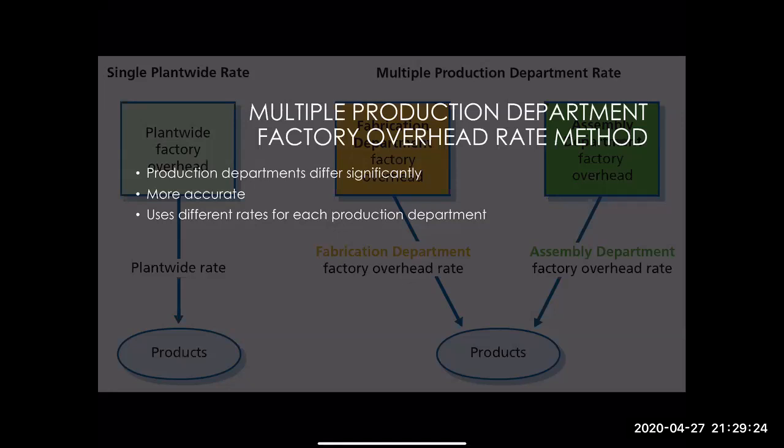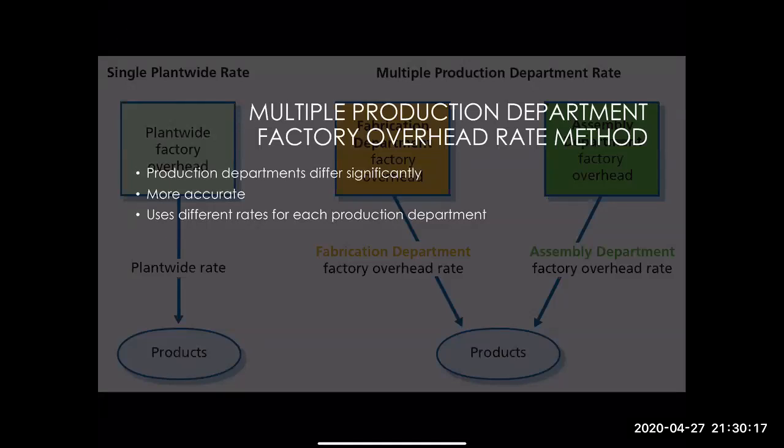What makes this method a little bit different from the single plant wide rate method is you now have, as it states in its name, multiple departments, right? And so for this particular method, when the departments differ significantly in the manufacturing process, factory overhead costs are normally incurred differently in each of those departments. A good example the presentation gives is the fabrication department compared to the assembly department. If you don't know much about this, that's fine, but the fabrication department is usually in charge of cutting things, right? They're cutting the wood or the metal and things like that.